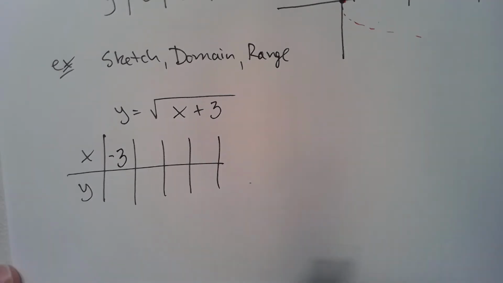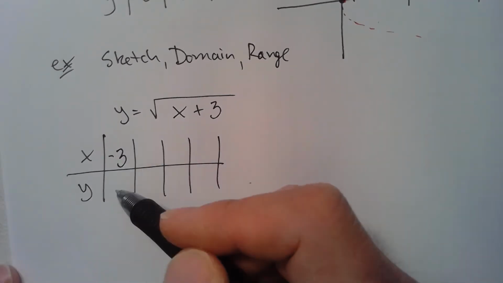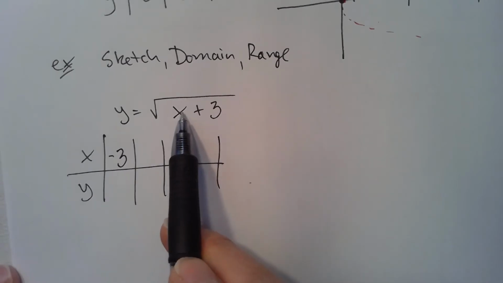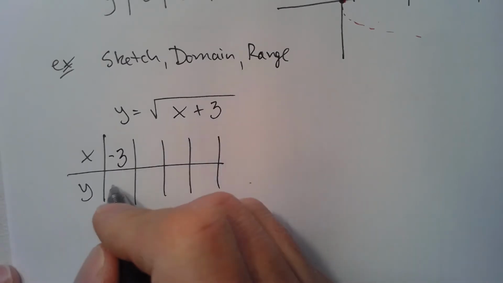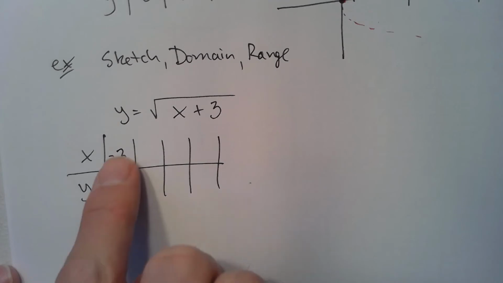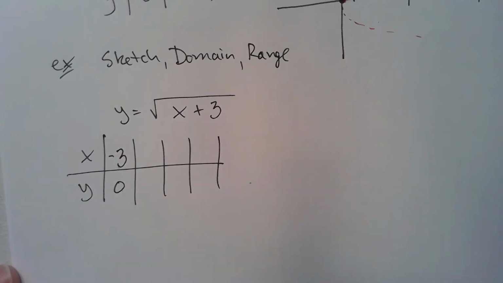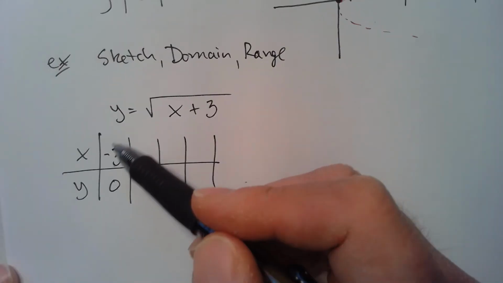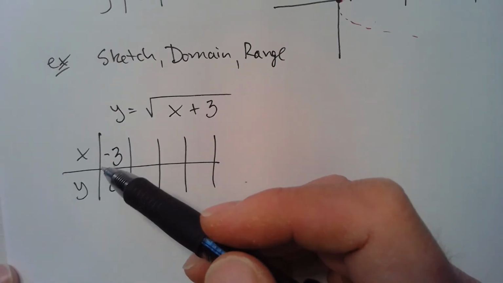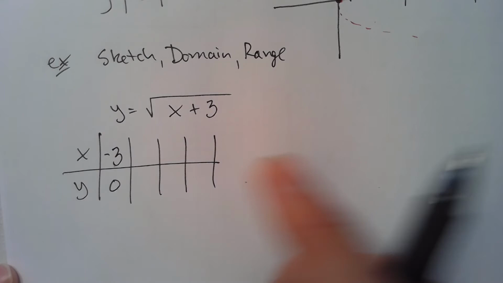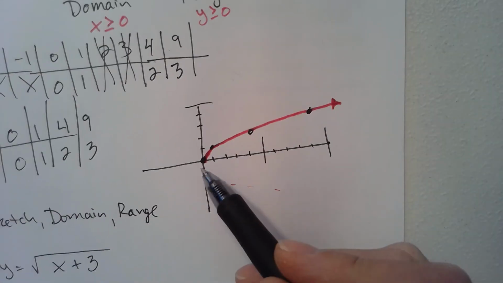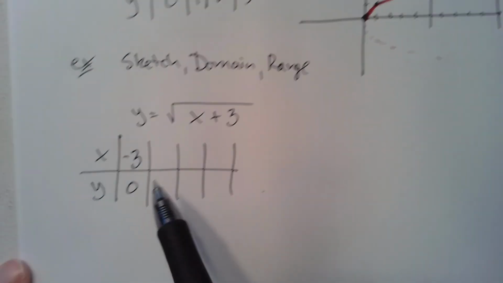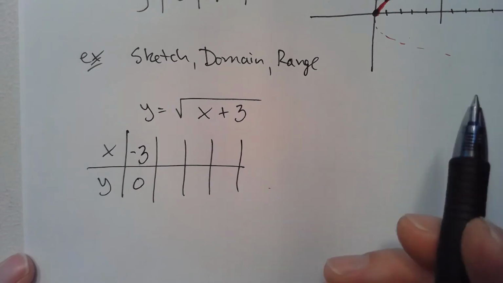Okay, in this first ordered pair, if I plug -3 in, I get 0. Square root of 0 is 0. This first ordered pair is very important. This is going to be the start of our graph. It's going to indicate where our domain begins and where our range begins. So it's the end point of our curve. Okay, so it's the most important point of all of these.